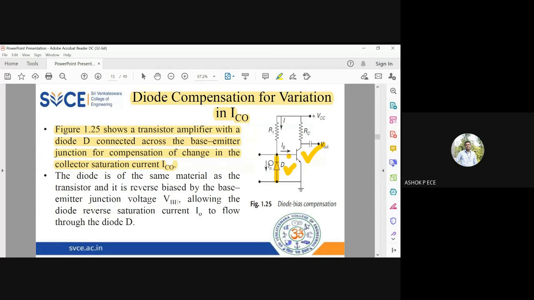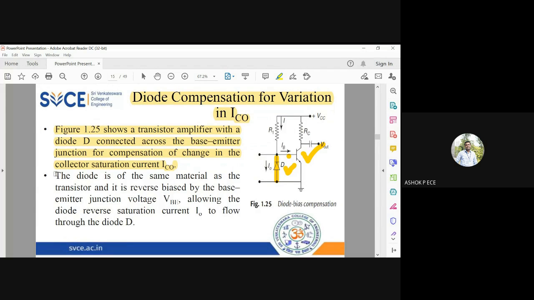So the reverse saturation current will flow in the opposite way. Normally the current will flow this way when it is forward biased, but since the diode is reverse biased, the reverse saturation current will flow in the opposite direction. So I naught will flow in this way. It will be flowing towards ground.